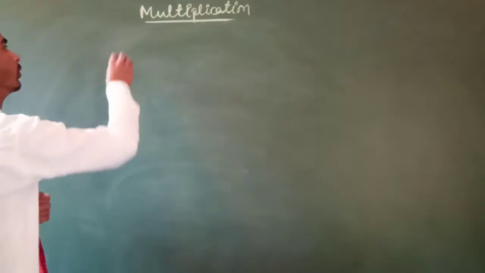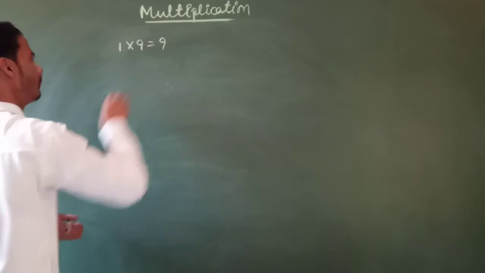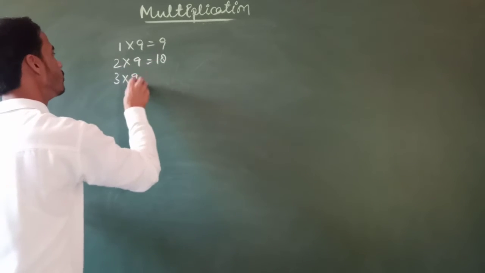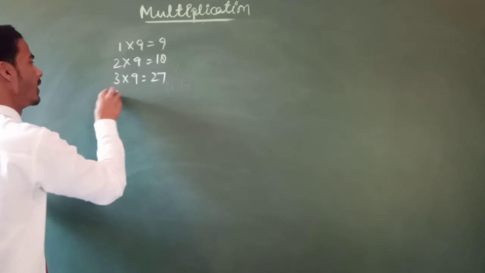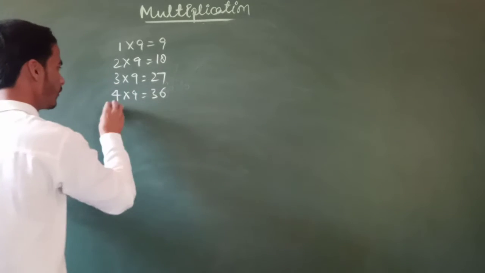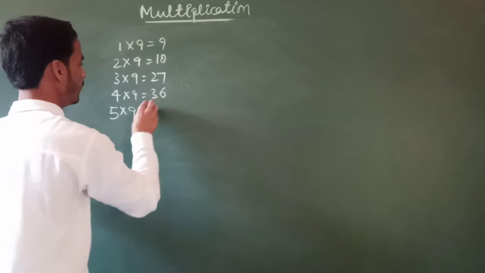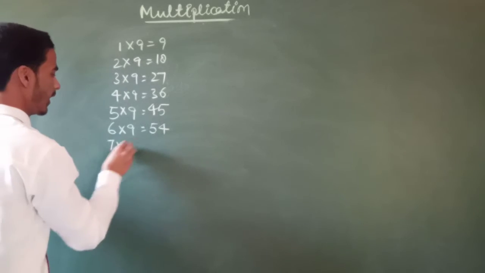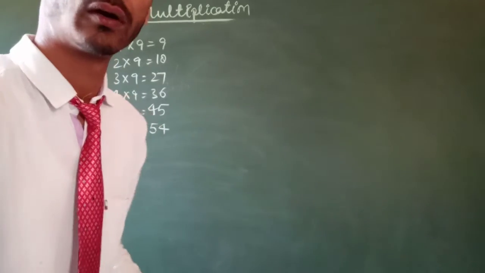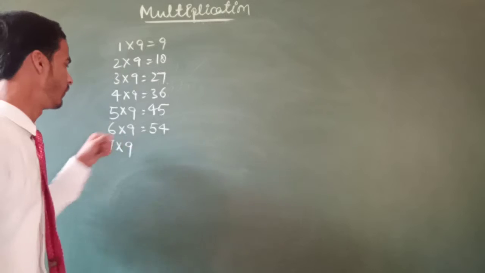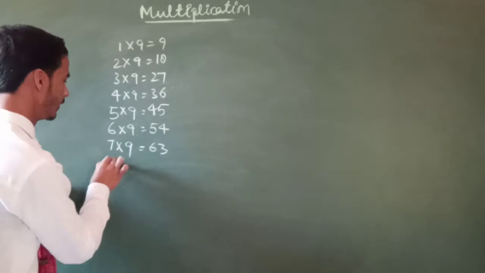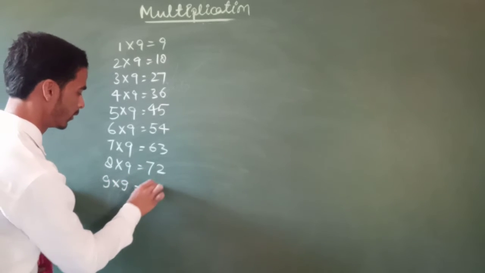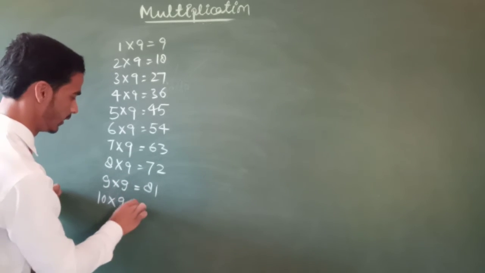1 times 9 is 9, 2 times 9 is 18, 3 times 9 is 27, 4 times 9 is 36, 5 times 9 is 45, 6 times 9 is 54, 7 times 9 is 63, 8 times 9 is 72, 9 times 9 is 81, and 10 times 9 is 90.